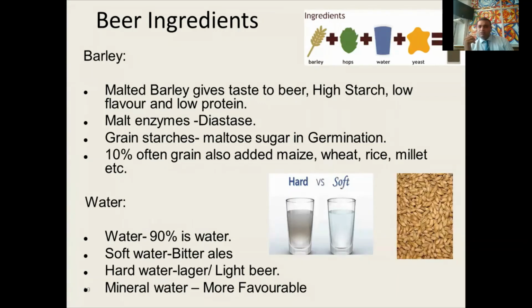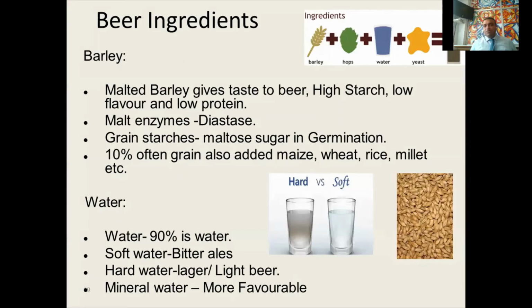Water cannot mix well. So that is the reason hard water is used to make soft or light beer. You should understand how hard water and soft water are used. I repeat, very simple: hard water is used to make light beers. Soft water is used to make hard beer, nothing but bitters, ales, and stouts. That's how the water is used to make the beer.